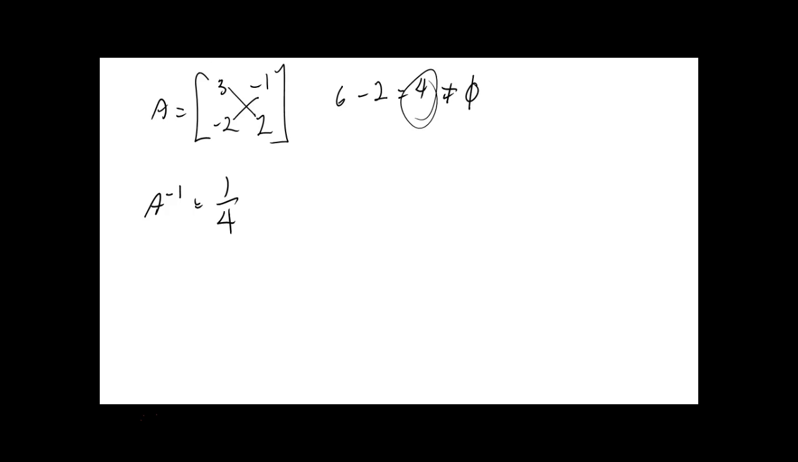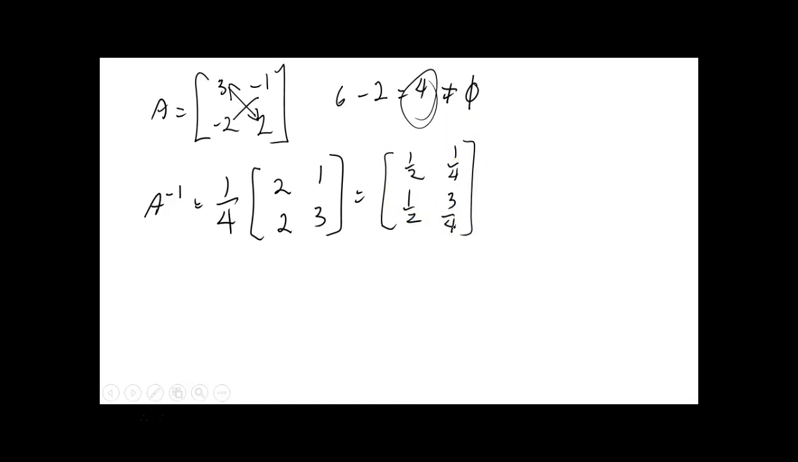So write down 1 over the determinant, which is 1 over 4, and then you write down the elements. And remember what I just said the elements were? Exchange the main diagonal, so make the upper be 2, the lower be 3. And then negate the other two. Make that a 1, that a 2. And 1/4 of that would be 1/2, 1/4, 1/2, 3/4. But frankly, I'd just as soon leave the 1/4 out front.